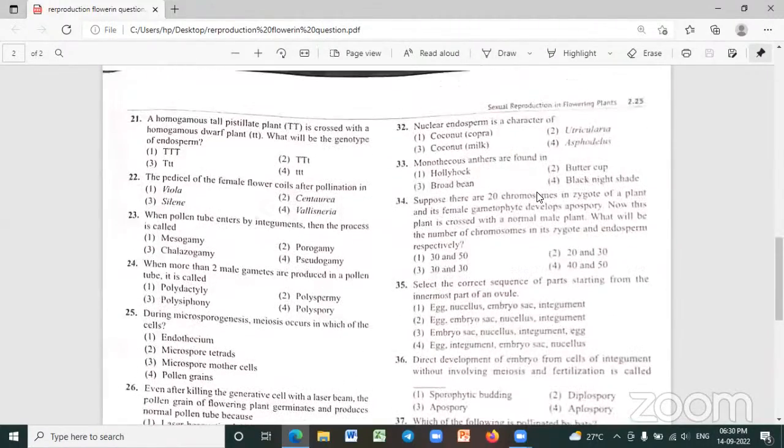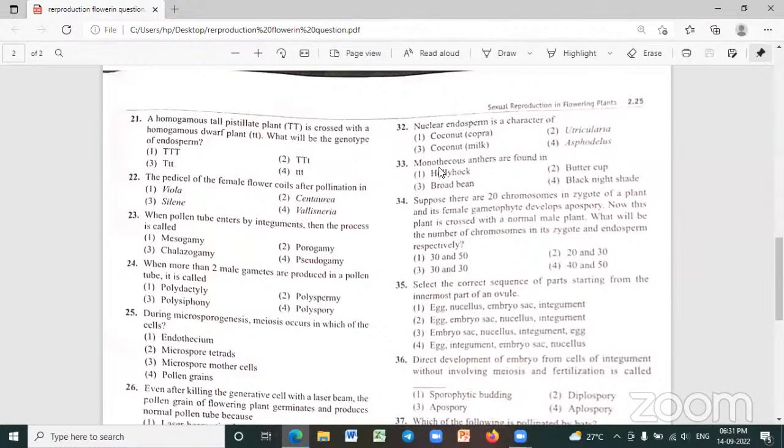So go to the next one, 32. Nuclear endosperm is a characteristic of the nuclear endosperm. Already we discussed. Which one, you know? Nuclear endosperm, where is it present? Coconut, copra. Pithecellobium, Aspodols, coconut only it comes. Nuclear endosperm is mostly present in coconut milk only, already we discussed. If it is a solid endosperm, it's nothing but the edible part of the coconut. Here what they have told is that nuclear endosperm is nothing but the coconut milk.